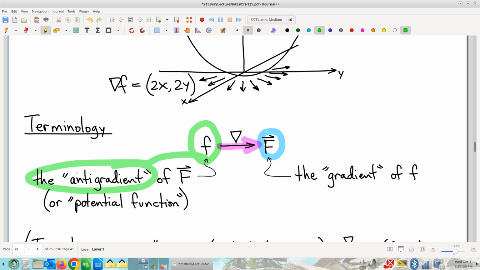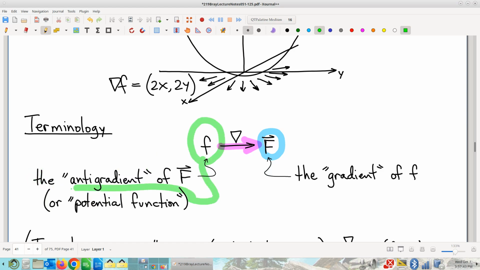And I'm totally stealing the grammatical construction there from derivative and antiderivative. Same idea, right? Y'all are familiar with the term antiderivative, right? Sometimes people like to call it an indefinite integral. But derivative and antiderivative makes loads of sense. This is the exact same basic idea. So I personally prefer to call this thing the antigradient. Now that said, the more common terminology is to call it a potential function.